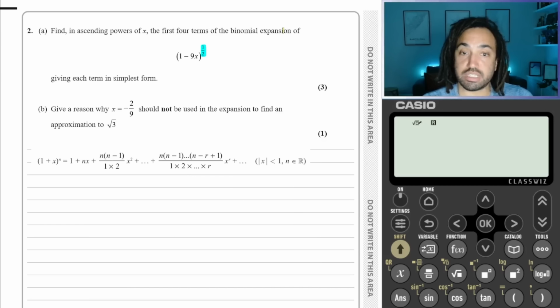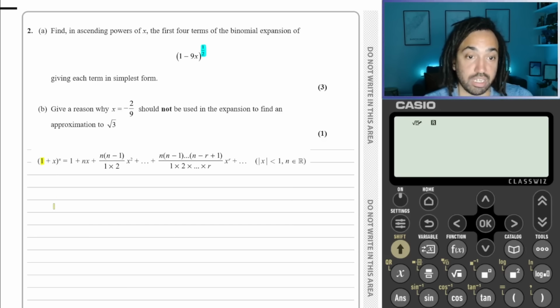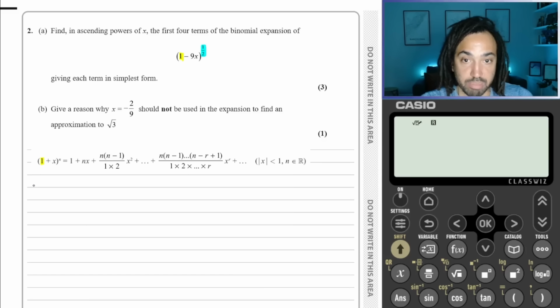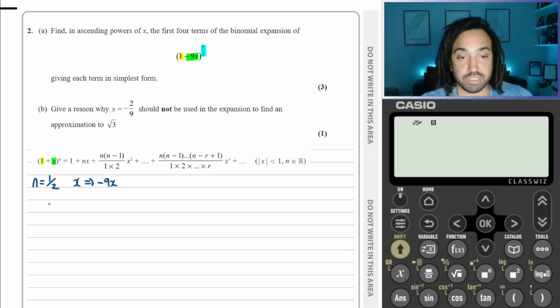Next thing to note is that the formula from the formula booklet here needs to have 1 as the constant term inside the bracket. We already have that, so that's good. It means we're not going to need to take out a factor. Okay, so we can just go really, and so the power n is going to be a half, and this x here is in fact minus 9x. So I'm going to do a little bit of bad maths here, but say like x essentially equals minus 9x. Okay, so let's use this formula then.